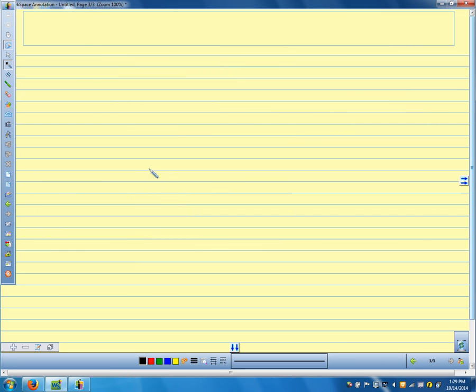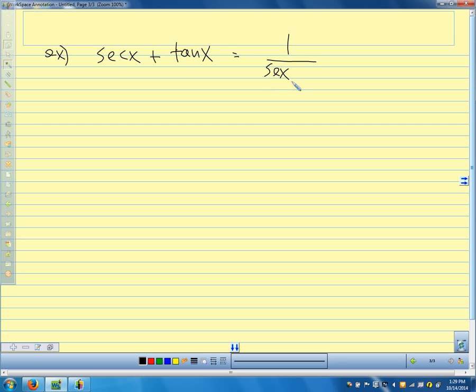All right, let's look at another one. Still verifying. Secant x plus tangent x equals 1 over secant x minus tangent x. All right, so which side is more complicated here? The right? We want to work the right side with the fraction and the subtraction. So let's work the right side.